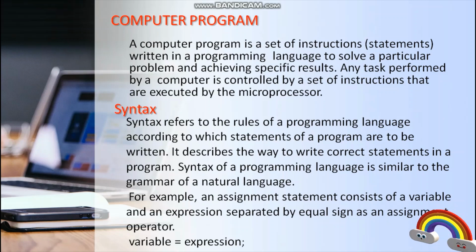by the microprocessor. It means that the instructions given by the programmer, given by the users to the computer, the microprocessor will process those instructions and then perform the specific task. So that is known as the computer program. We can also say it's computer software. Once again, I repeat the definition: the set of instructions that is given to the computer to perform a specific task is called a computer program or computer software.